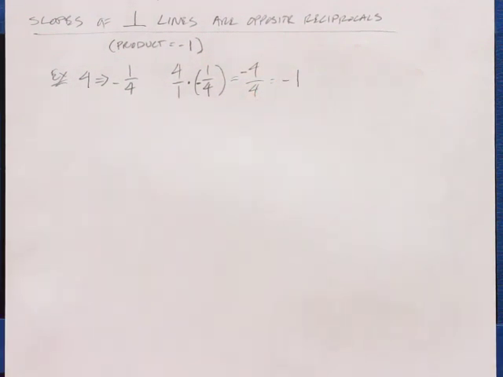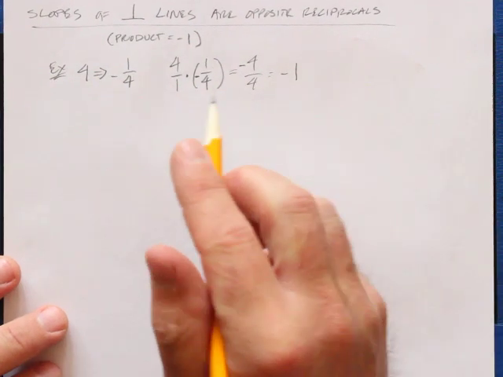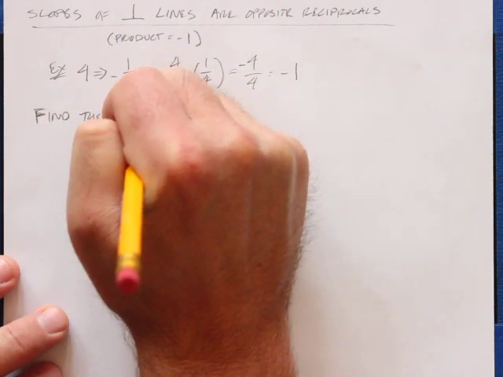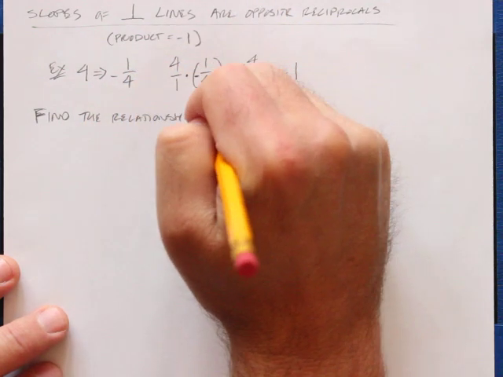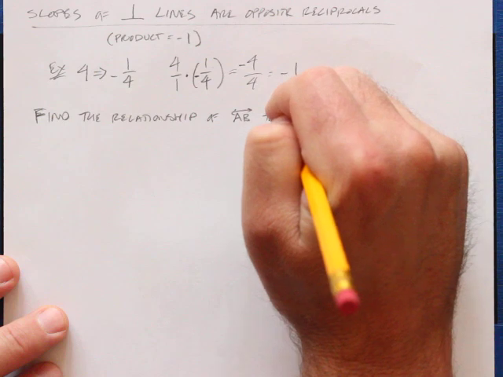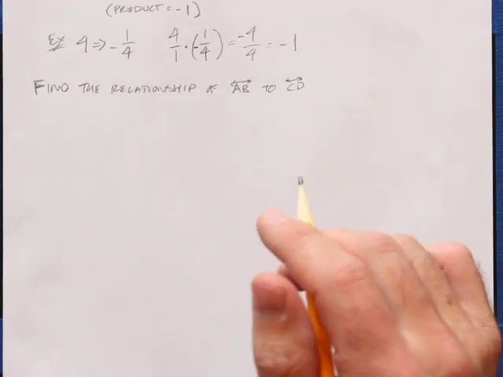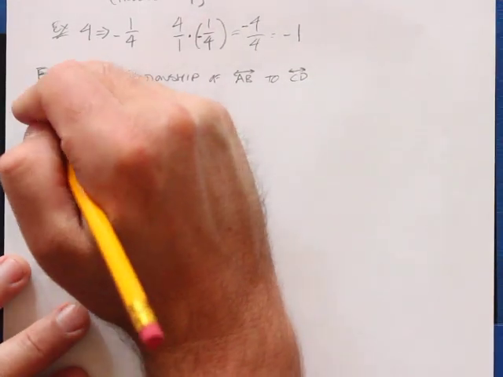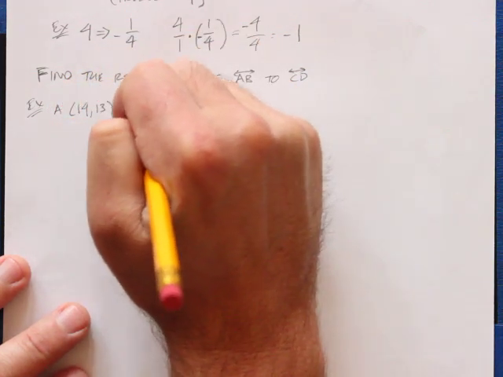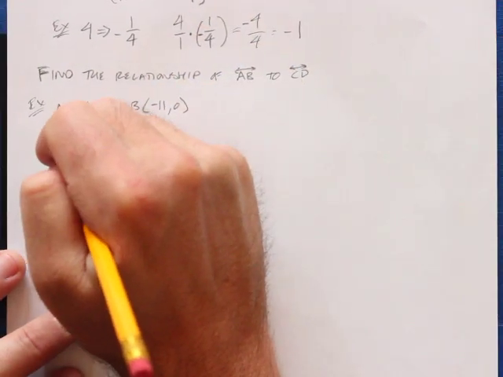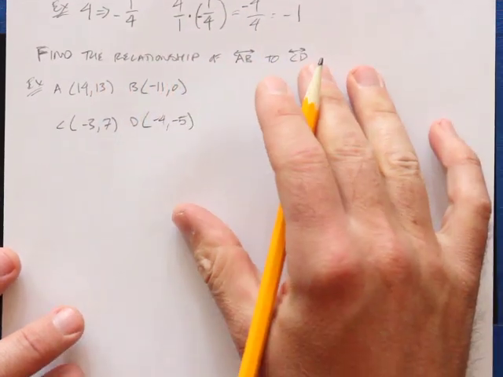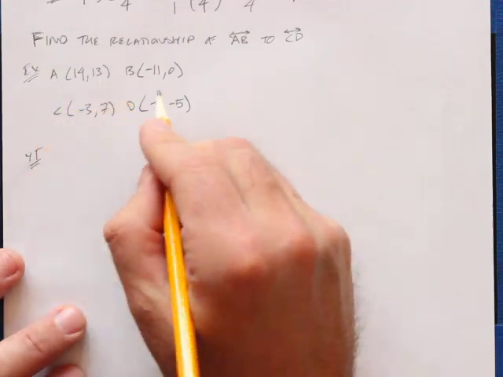Now, we've got a little bit farther to go here. We're going to find the relationship of line AB to line CD. Notice they are lines because they have little arrows on either end. So we're going to see two different examples here. A is 14, 13, B is -11, 0, and then C is -3, 7, and D is -4, -5. We're going to show the next problem too. This is probably going to be a U-try. We'll do this one together first.